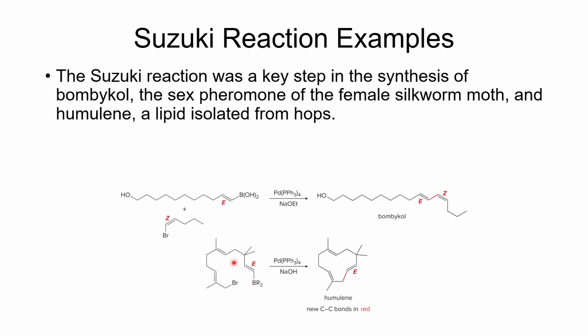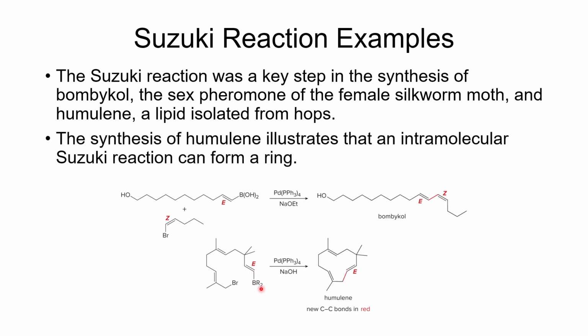We can also do intramolecular Suzuki reactions, so that's something that is quite useful. So here we have our alkyl halide and our borane here. They're in the same compound, and we can use our catalyst to make this, which is called humulene.